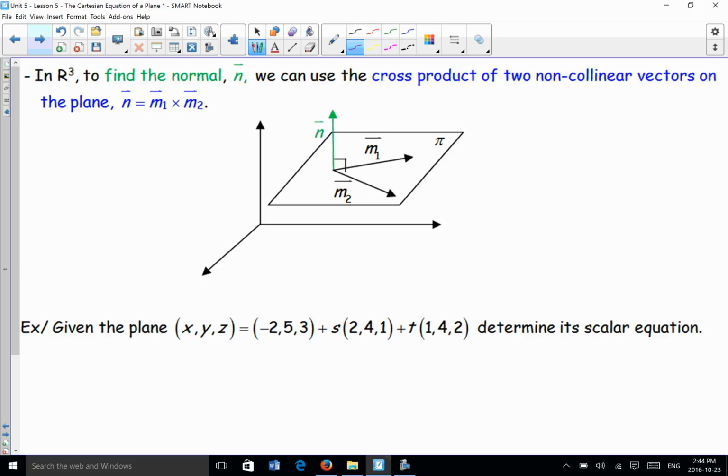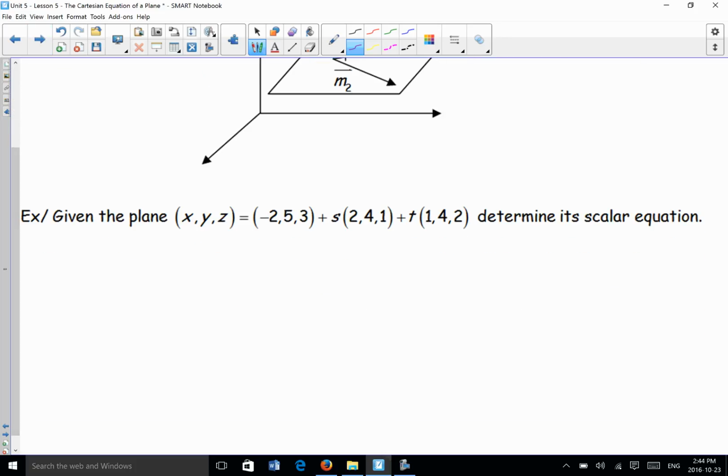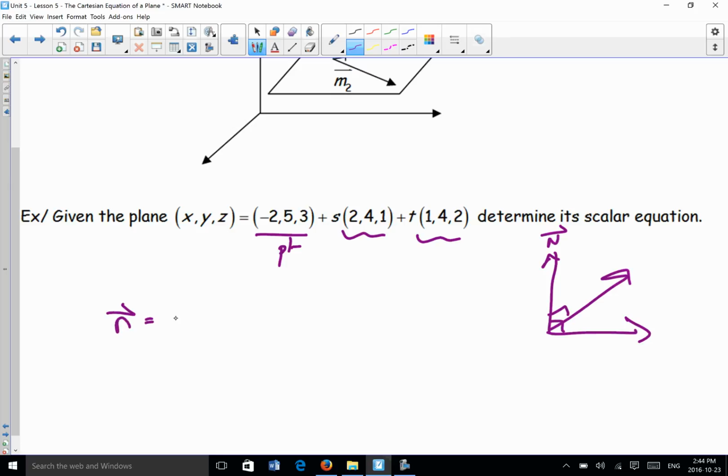So given our plane here, we have a point, and we've got two vectors. So maybe one points this way, one points this way. We want to know something that's perpendicular to it, so this idea right here, that one, and that would be our normal. And the normal will be the coefficients of our scalar equation. So how do we find normals again? Well, it's a cross product. So we're going to take the cross product of S cross T, if you will.